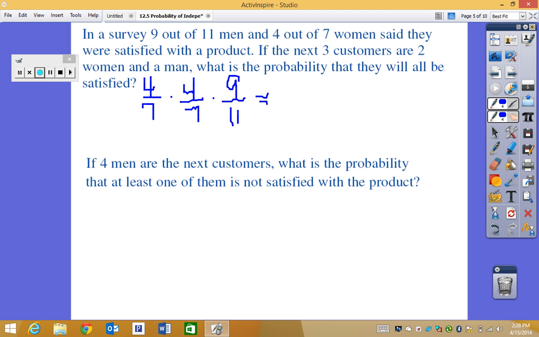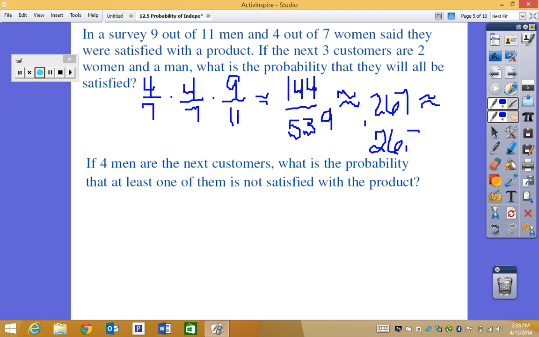So multiplying all 3 of these together, we get 144 out of 539, which is approximately 0.267, which is approximately equal to 26.7%. Again, these are independent events because each of these men or women make up their own mind whether they are satisfied or not.